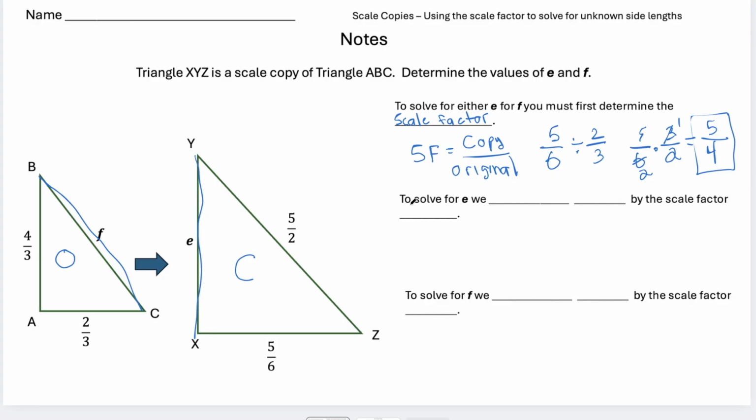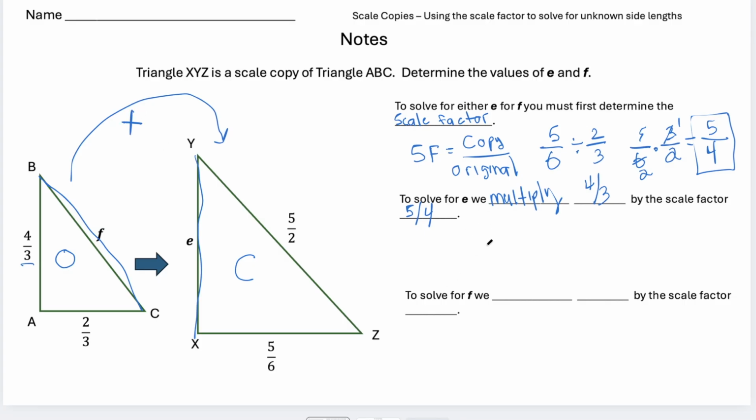Now in order to solve for E, we need to use the scale factor. Notice E is right here, and we know that 4/3 corresponds to E. And notice that as we go from this shape to this shape, the shape is getting larger. So to solve for E, we need to multiply the 4/3 by the scale factor, which we said was 5/4. Again, when we go from the original to the copy, we need to multiply.